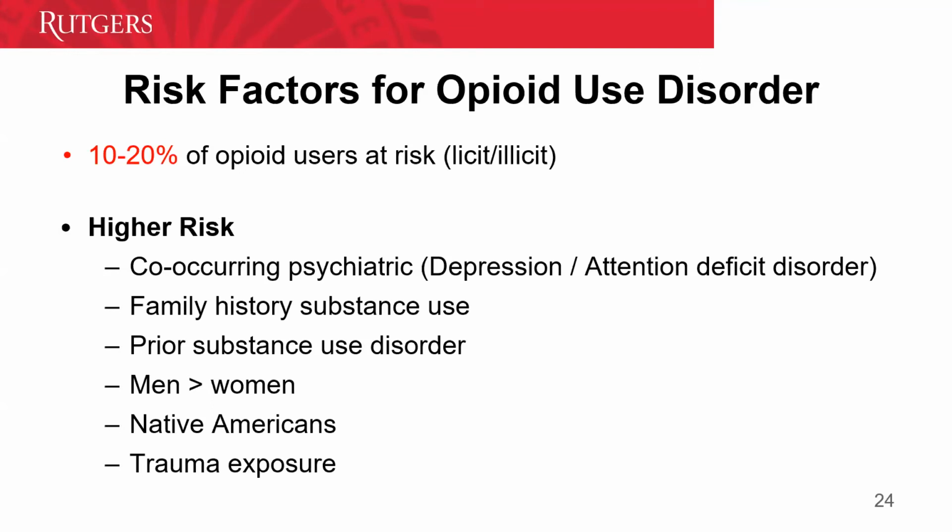10 to 20% of opioid users are at risk. Notice that it's not 1% like originally cited from that older study, but it's also not 100%. That said, the risk of addiction is significantly higher if they also have co-occurring psychiatric disorders like depression or ADHD, a family history of substance use or prior substance use disorder. Risk is greater in men than women and Native Americans. Prescription pain medication users are at risk of developing an opioid use disorder. People who are exposed to trauma are also at a higher risk.